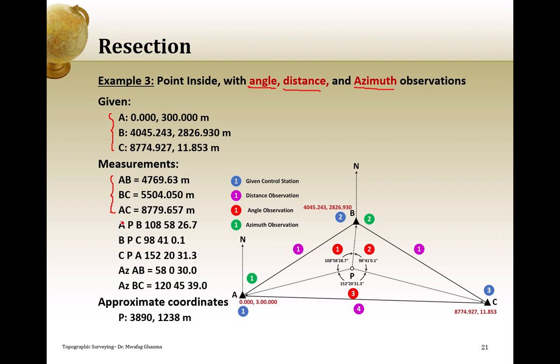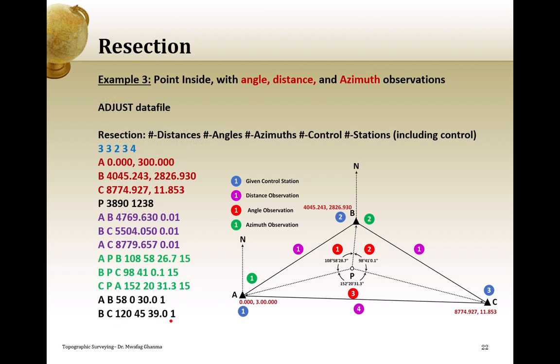We have the measurements of 3 distances, which is distance 1, 2, and 3 in purple. And we have 3 angles, which are alpha, beta, and gamma in red. And we have the azimuths in the green. The approximate coordinates for point P are the same. And now let's do the file for the adjust program. So the number of distances that we have: we measured 3 distances, we have measured 3 angles, we have 2 azimuths, 3 control stations, and 4 total number of stations.